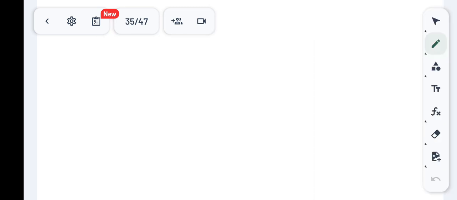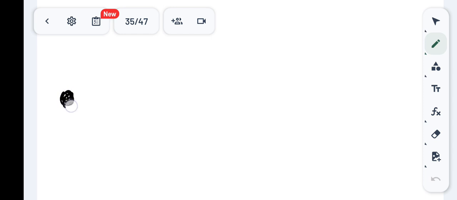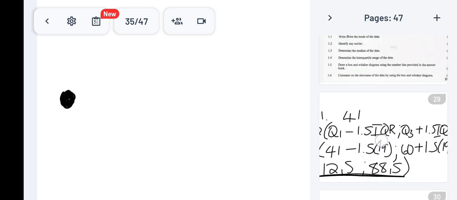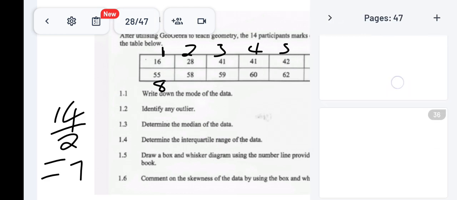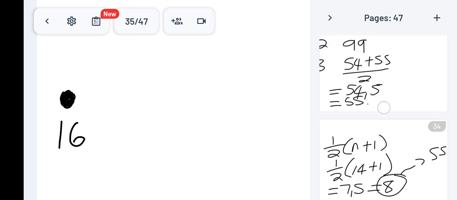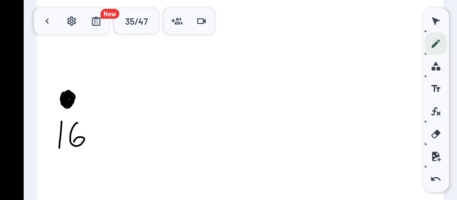5 number summary. Minimum value, lower quartile, median, upper quartile, and maximum value. So what is the minimum value in this case? Of course, just like I said, it's not going to be accurate because I'm not using a ruler. Please ensure that you use a ruler. So 16 is our minimum value. What is our lower quartile? Lower quartile, 41. So I'll just say 41.